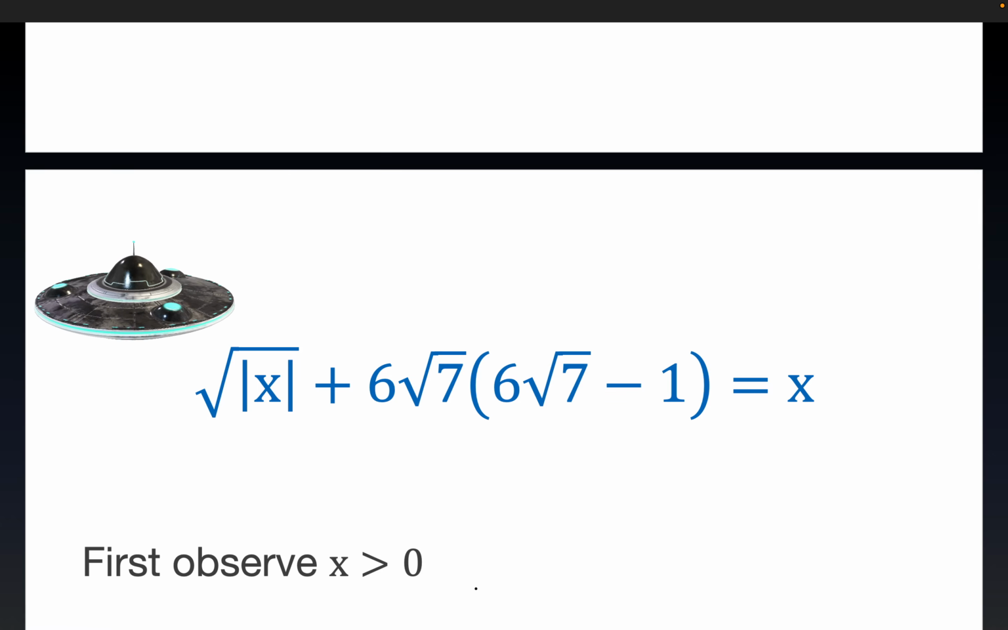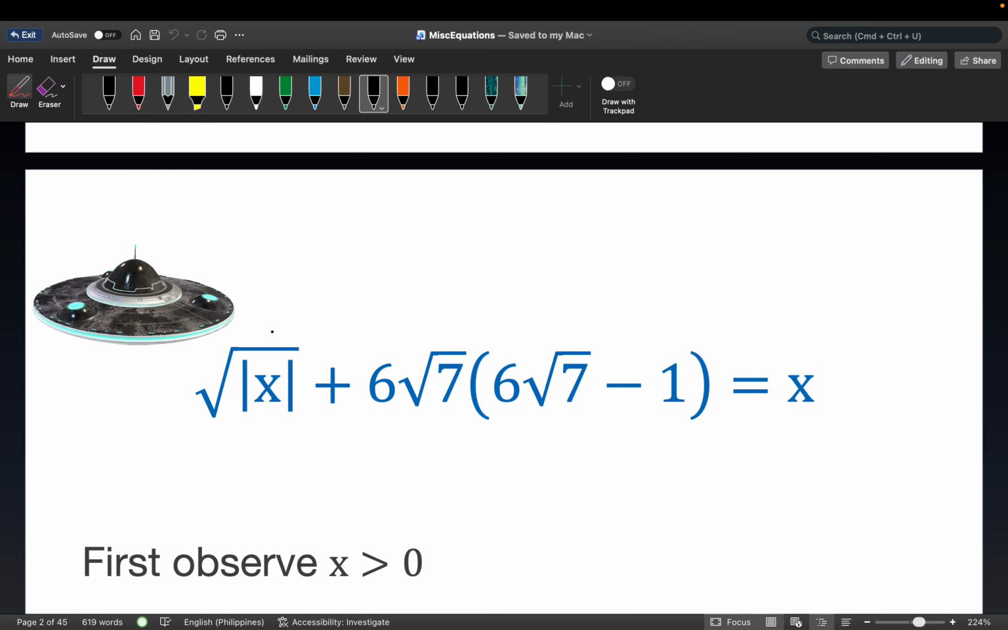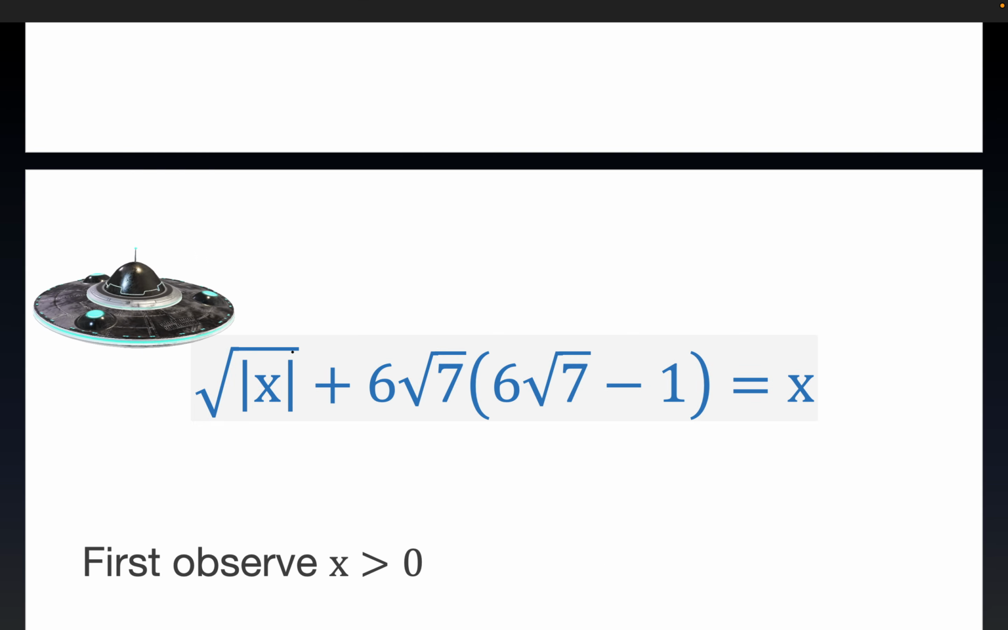The purpose of this video is to dispel sort of a mathematical myth. This is a radical equation. It involves square root symbols. And a lot of people think that squaring is automatically involved and you have to check for extraneous roots. That's not the case here.